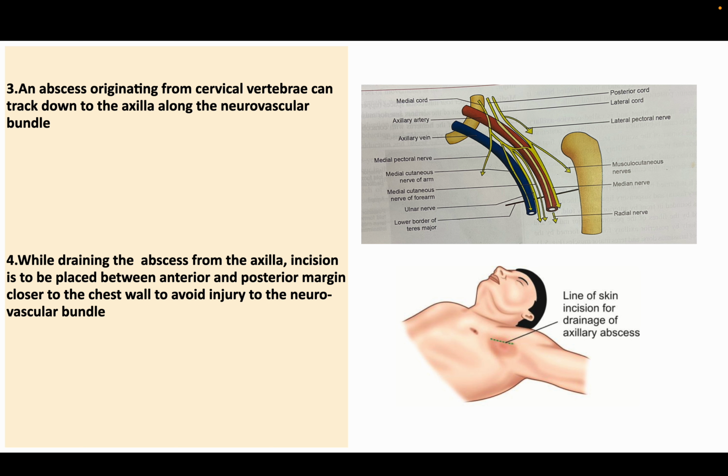So when a question comes on the axilla, you are supposed to write the different boundaries of axilla, that is it has apex, base and four walls. Then you are supposed to write the contents of the axilla and then the applied aspect.